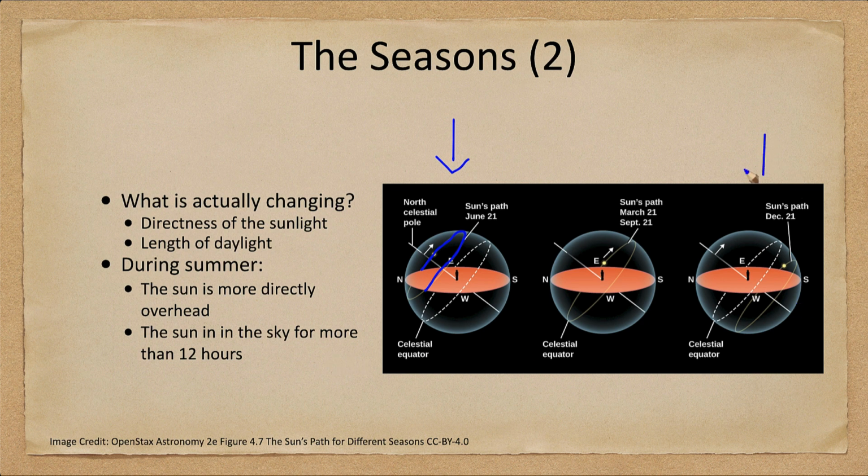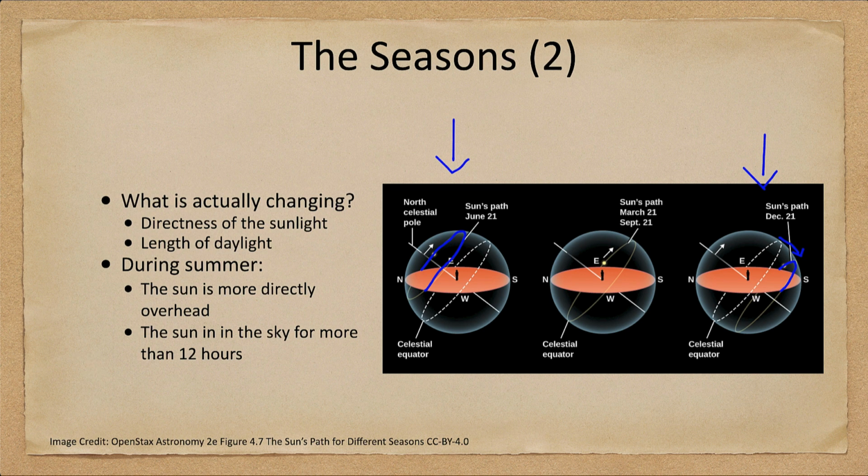On December 21st, let's look where the sun is. It's well below the celestial equator now. And we can see that it rises south of east, gets up only low in the sky, and then comes down and sets south of west. Now that will mean it will be in the sky much less than 12 hours.